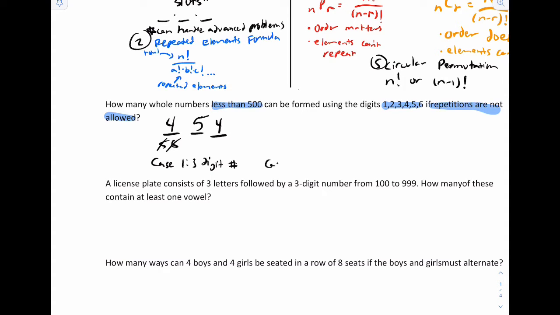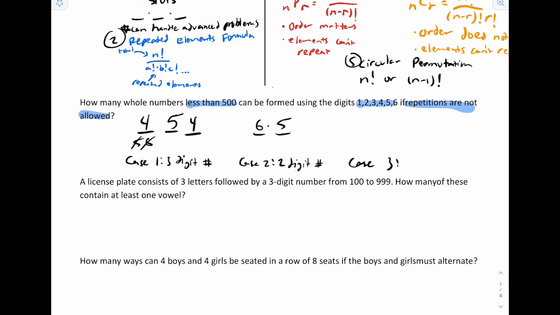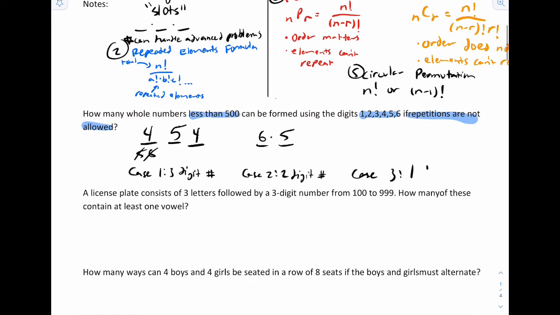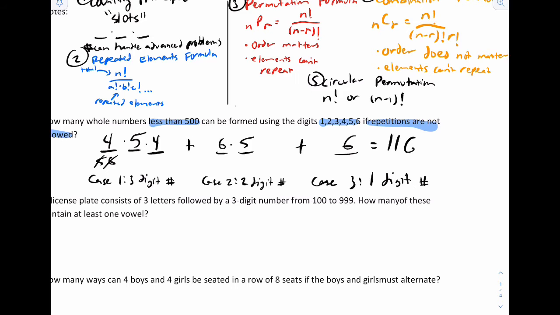There's going to be case 2. What if it's a 2-digit number? And in that situation, we think, are there restrictions? Well, no, because these are for sure less than 500. So you're just going to write 6 and 5. And then case 3, you have a 1-digit number, and that'd be 6. So notice how these are 3 separate scenarios. So you want to add them together to get your total, and this would be 116.